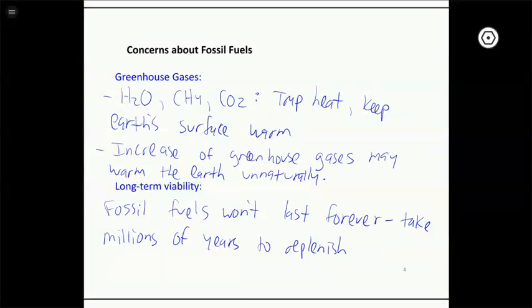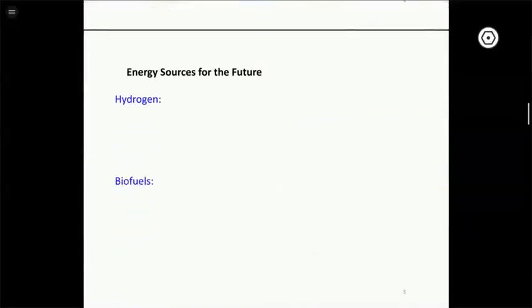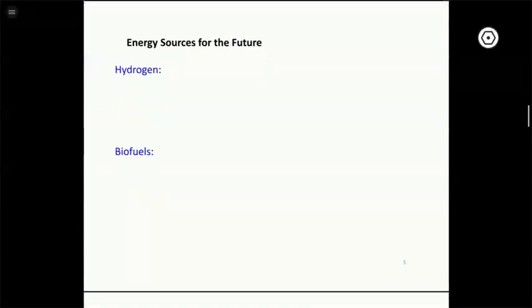So, fossil fuels are great because they're cheap, and right now they're abundant, and we can use them in so many different ways. But what do we think about as we move into the future? And this sort of drives a lot of the research and development that's going on today. So there's many proposals for the future.